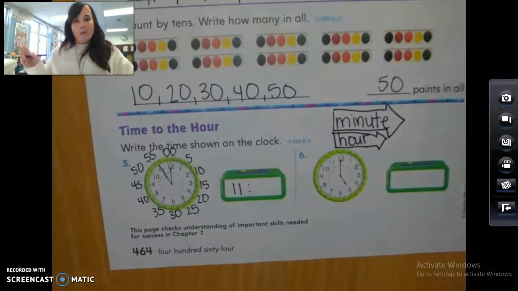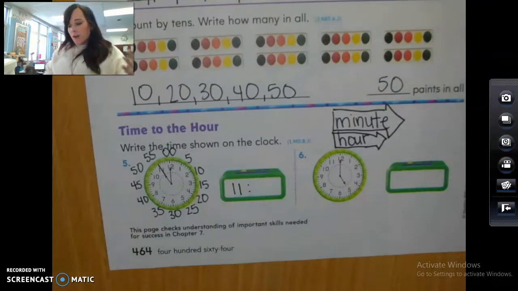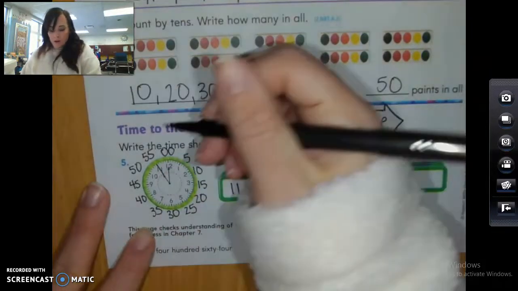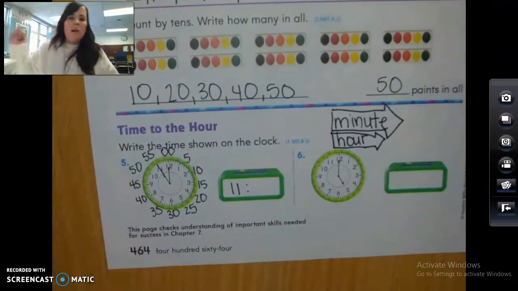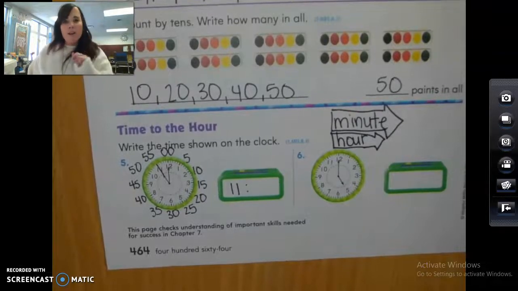Does anyone know how many minutes are in an hour? 60. So 60 minutes, when we go all the way around the clock, it'll be 60. So this is 0, or it's 60. But have you ever heard of anyone say it's 11:60? No. Because when you get to that 12, it means it's gone to the next hour. We've completed a whole hour.